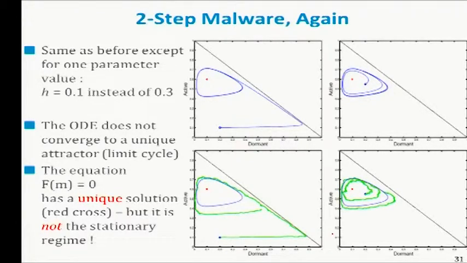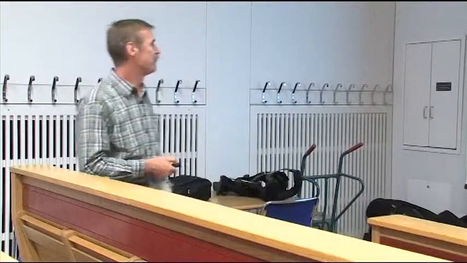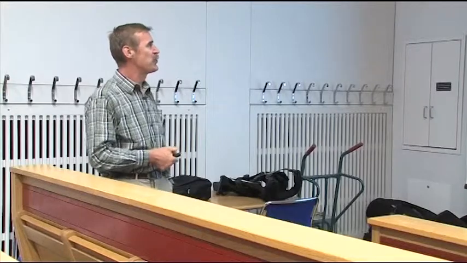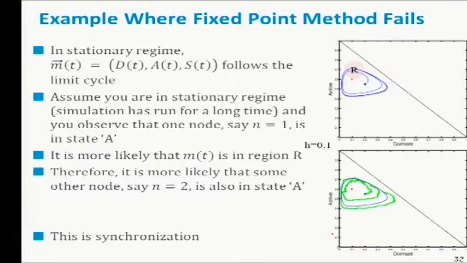This is the first thing. But the other embarrassing thing is if I apply the method that I mentioned a minute ago to see what is the stationary regime of that, then I will solve f of m equals 0. If I do this for the system, I find the red cross. F of m equals 0 gives me the red cross. But this is not what our system is doing. For this system, there is an implication. In stationary regime, the nodes are no longer independent.